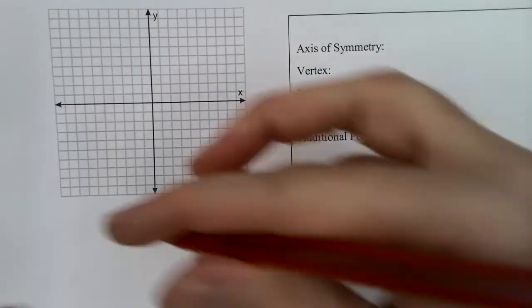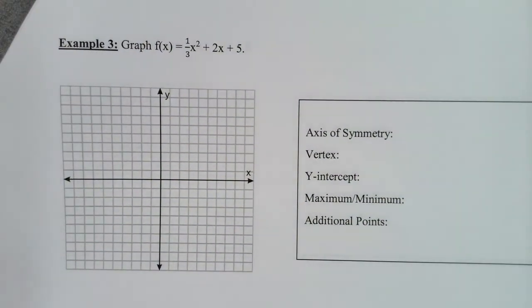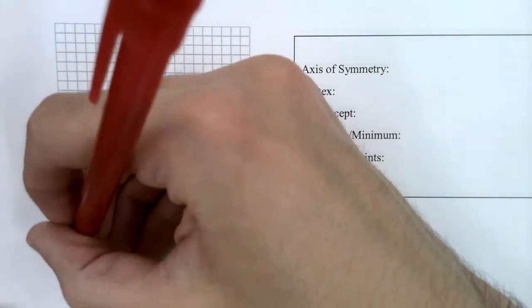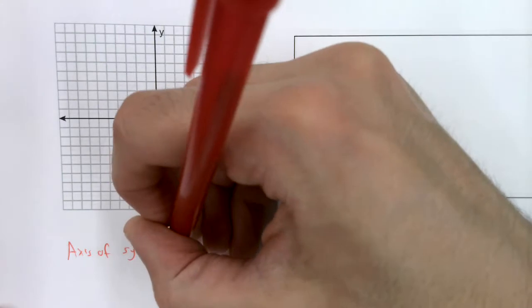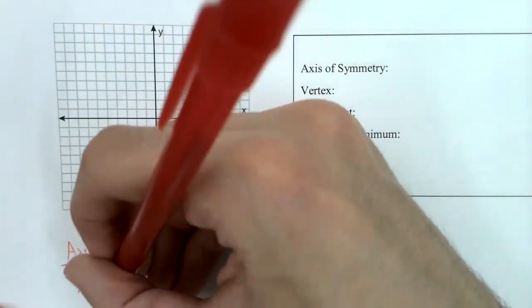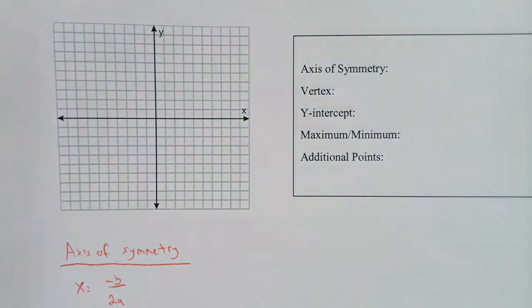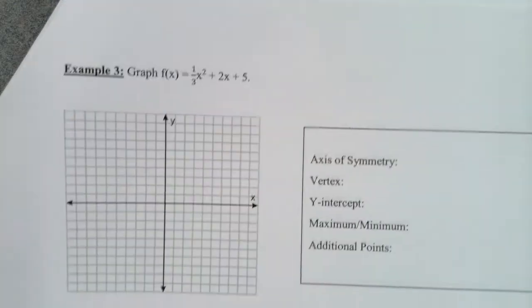Axis of symmetry first. So that's our problem right there. You can pause the video if you want to. Axis of symmetry is always x equals opposite of b divided by 2a. Always that formula right there. So opposite of b means take the opposite sign of b above. So negative 2.